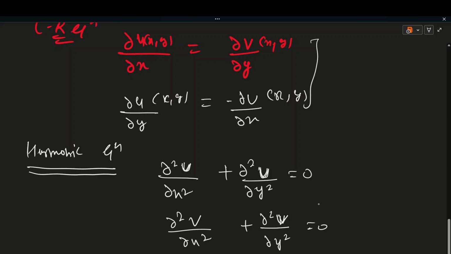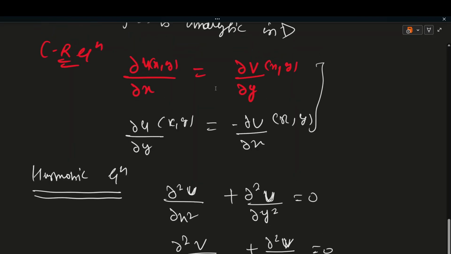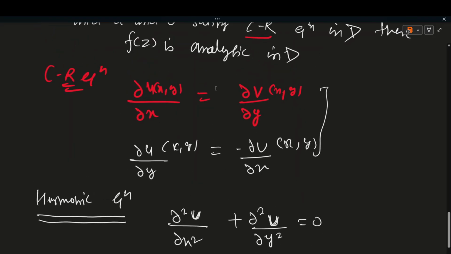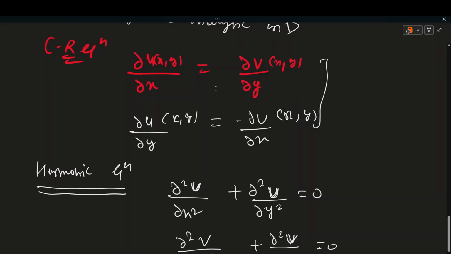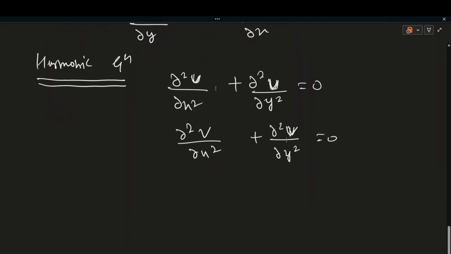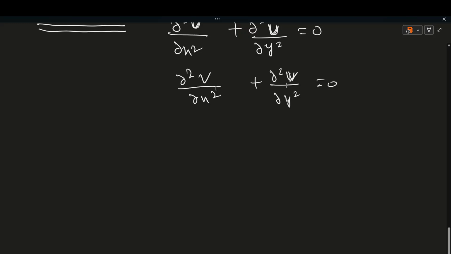On what the harmonic equation is, you will see. I'm just writing the equation, and you can prove this. It's very simple. If any function satisfies the harmonic equation, it will surely satisfy the CR equation also, and vice versa. You can think about this.